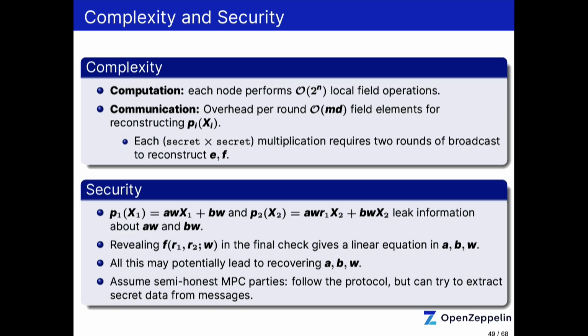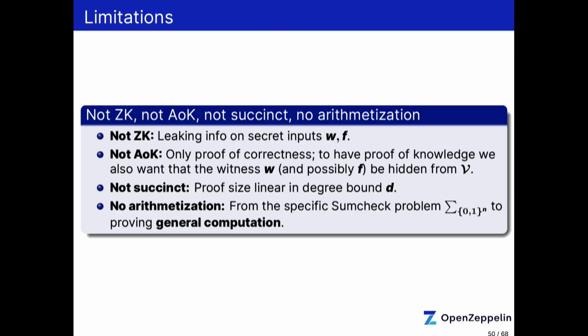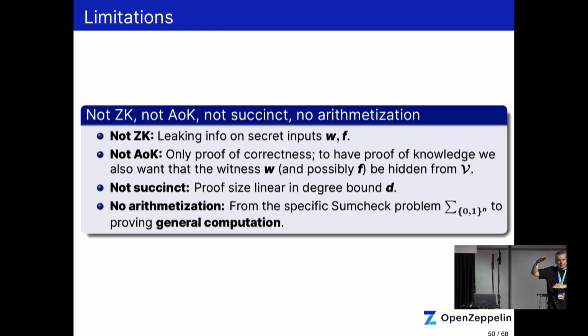Finally, we also work under the semi-honest MPC party assumption, which means that we assume all the nodes follow the protocol. They won't do anything malicious, like sending invalid shares or withholding a share. We assume they follow the protocol strictly, but they can still extract information from their transcript, which is still a limitation. And that's where all of the other parts of our stack come into place.